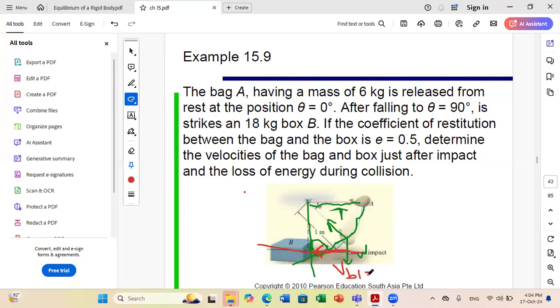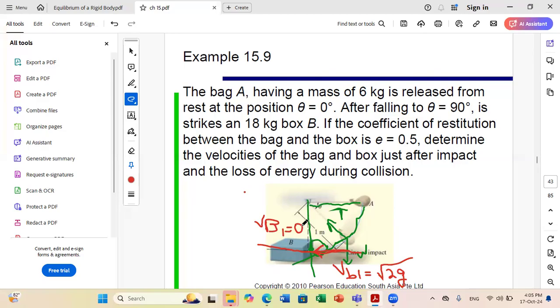And I can calculate it from conservation of mechanical energy. It will be equal to radical 2g times the initial height, which is 1 meter. So it's equal to radical 2g times 1. So I have the initial velocity along the x direction. And for my box, VB initial is 0. So since the initial velocity is along the line of impact, it's a central collision.